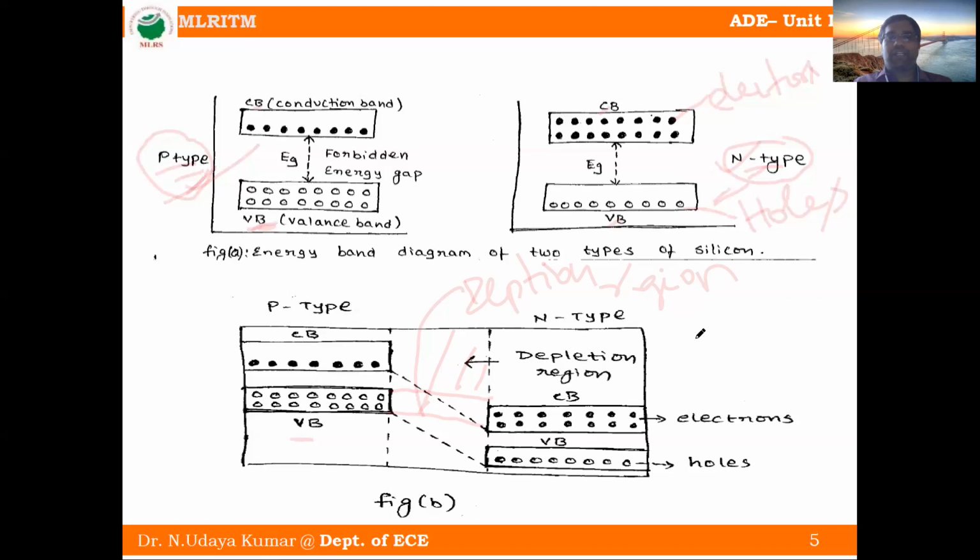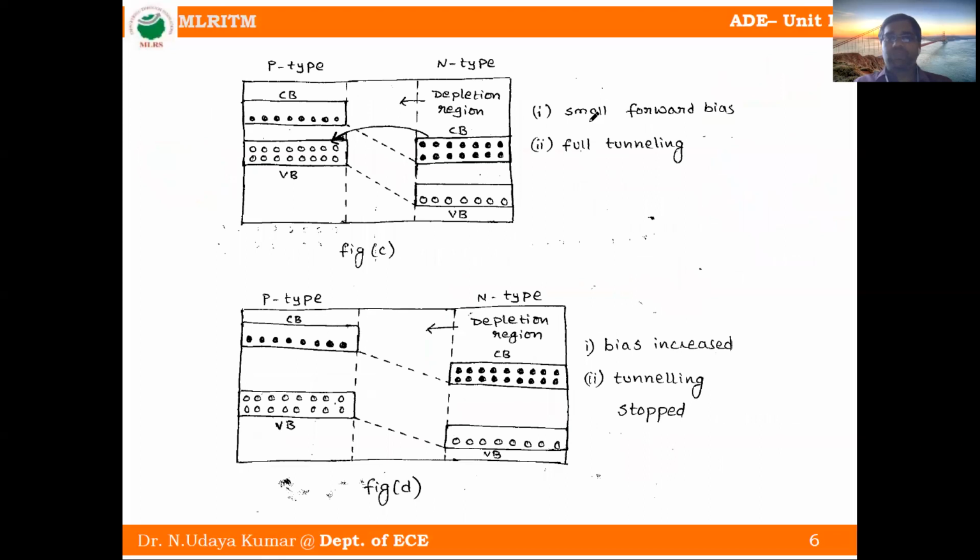Now we will apply a voltage like 0.1 volts, for example. It is a small forward voltage. Whenever a small forward voltage is applied, what happens? This conduction band moves above. Now we will see both levels are equal. So the valency band and conduction band levels are equal.